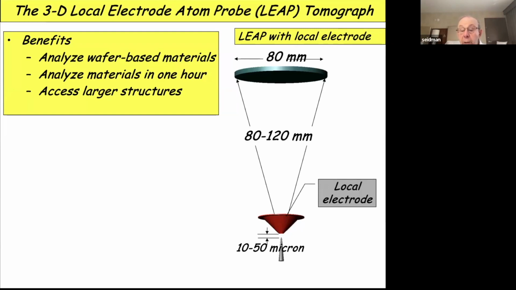And you see here is your tip down at the bottom. Here's your tip. And the distance from the tip to this cone-shaped electrode with an orifice is about 10 to 50 microns. And then the flight path, as I've said, is between 80 and 120 millimeters. And over here, the detector that we detect everything with is about 80 millimeters. So this is the essence of the local electrode atom probe.